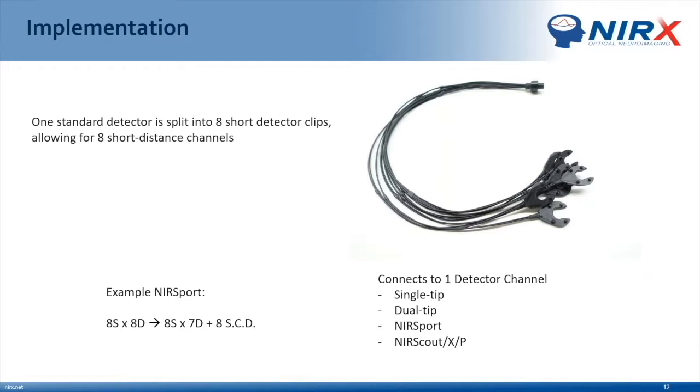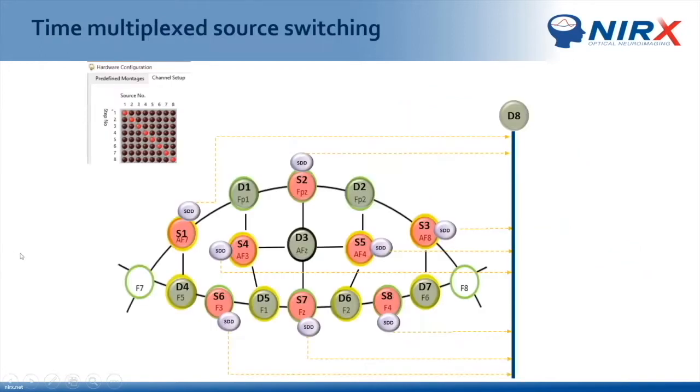And now, how will it work? I mean, how will the software know from which short detector clip the signal is coming? For this, the short distance detector system utilizes something called time multiplexing. Let's look into that. On the top left, you see this illumination pattern. You can't miss this in NIRStar, which means that on the top axis we have source number from 1 to 8, and on the y-axis we have step number, also 1 to 8. And this means that with each step, only one source is activated.